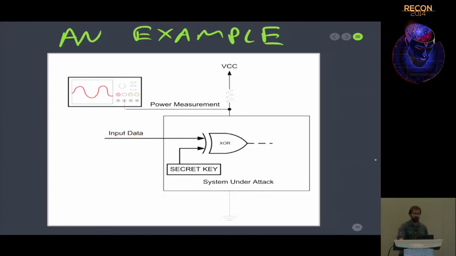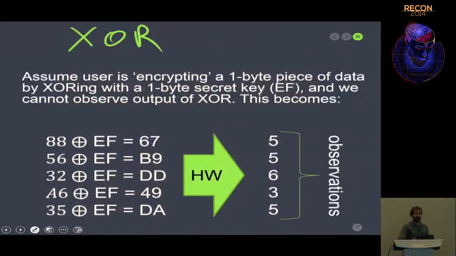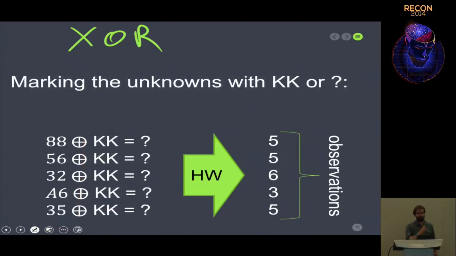So next what we'll do is we'll send in just a bunch of random data. So on the left side here, I'm showing you that I just sent it 88 and then XORed it with a secret key. And of course, I don't know the secret key. So really what it looks like is this.